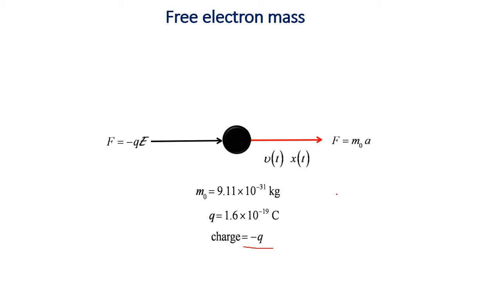So one of the properties of these particles, electron or hole, is that they have charge. The electron has minus q charge and holes have plus q. That is the only difference. Okay. So how are the rest mass and the effective mass related?